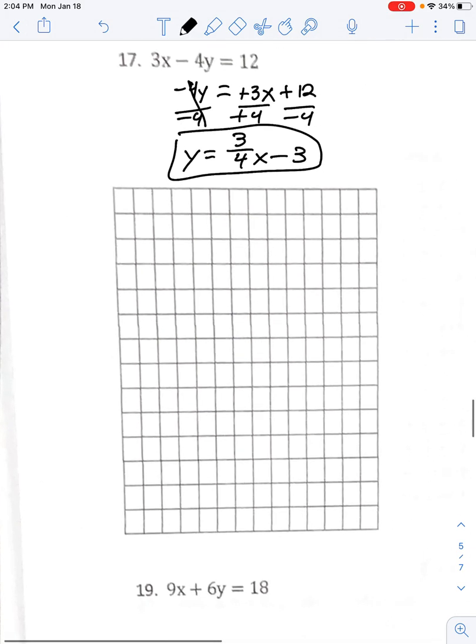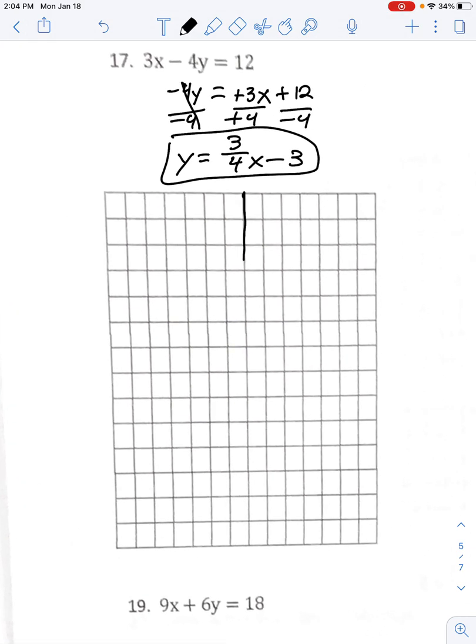So there's your equation. What we're going to do is plot the y-intercept, which is negative 3 right here. Then we're going to go up 3 and right 4. So up 3, right 4. Now we can't go up 3, right 4 again, so we're going to go back to the y-intercept, and we're going to go down 3 and left 4, like so. And then we're going to draw our line.